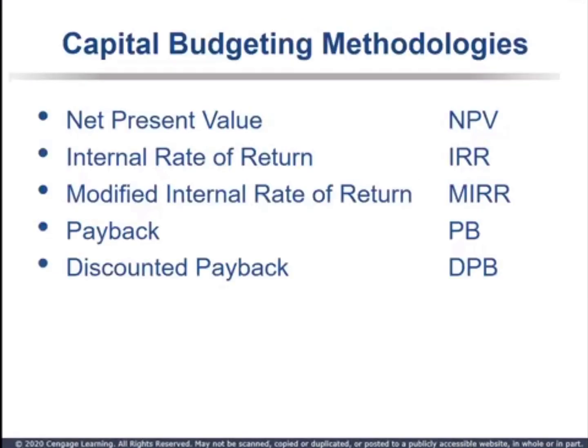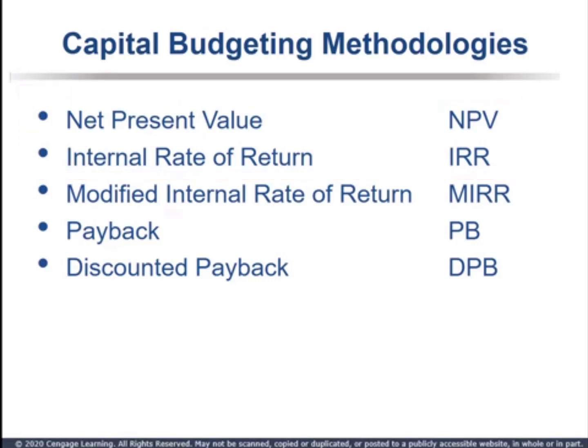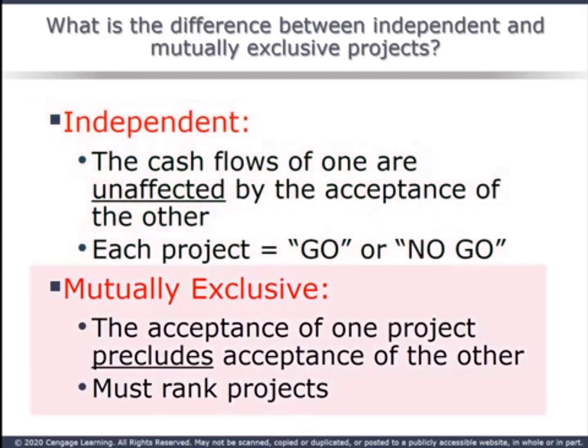And here are the 5 techniques we'll learn to understand and employ in this chapter. We're going to start with NPV and IRR. An independent project is one whose cash flows do not affect any other project. If 2 or more projects are mutually exclusive, taking one automatically precludes taking the other. For example, the decision as to whether to build a plant on a plot of land or sell the land are mutually exclusive. You can do one or the other.